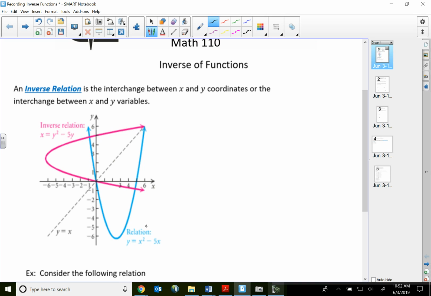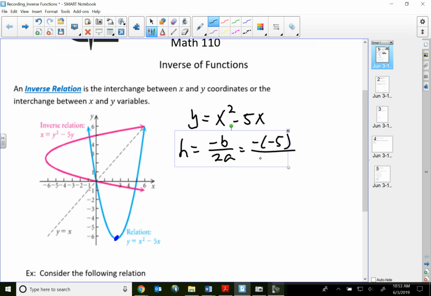So here I have a relation, my blue parabola, y equals x squared minus 5x. If I want to know what the vertex is, let's do negative b over 2a. That will be negative negative 5 over 2 times a, which is 5 over 2, which is 2.5. Just to say that's 2.5 for right now.